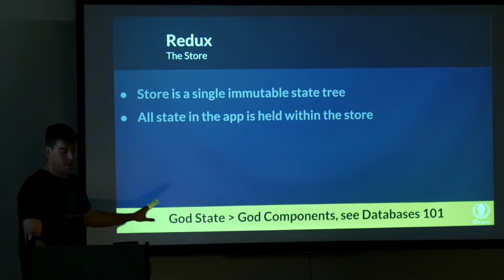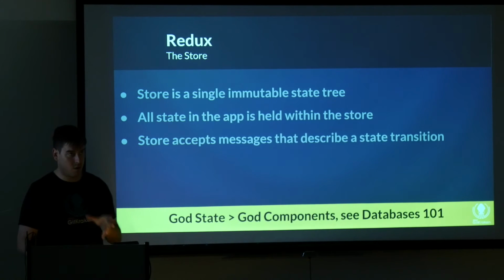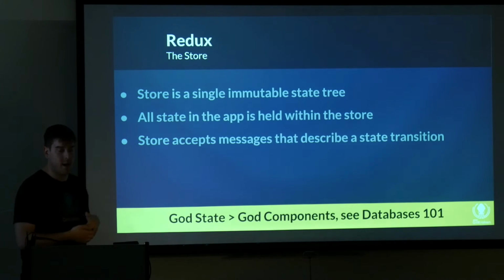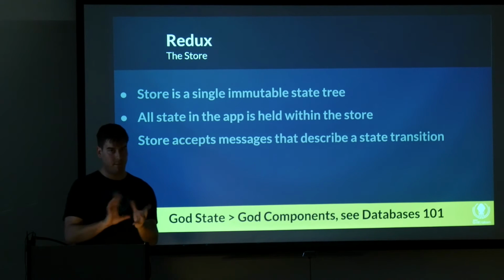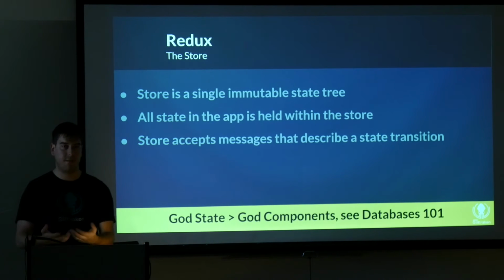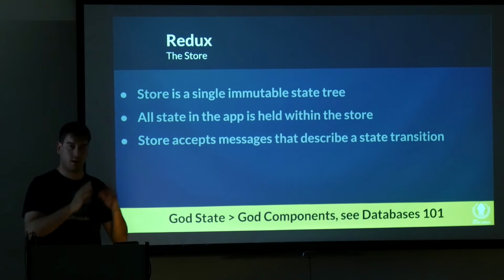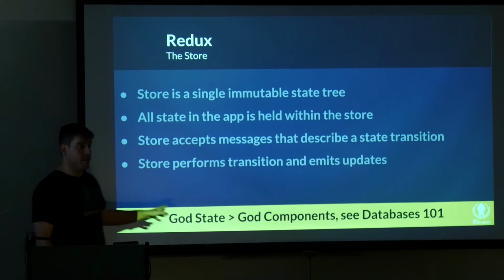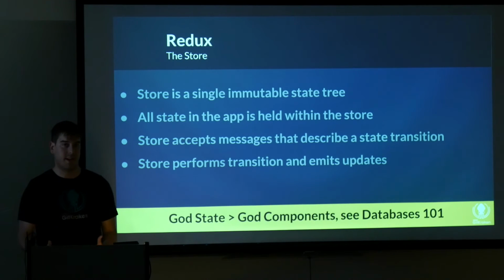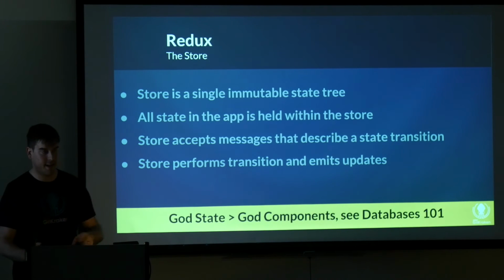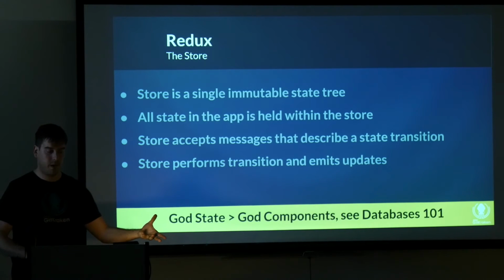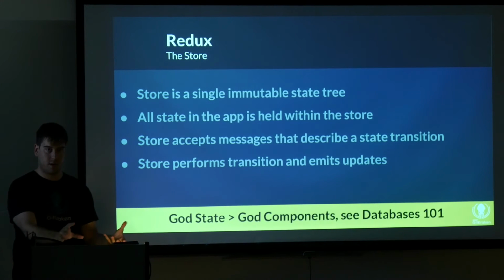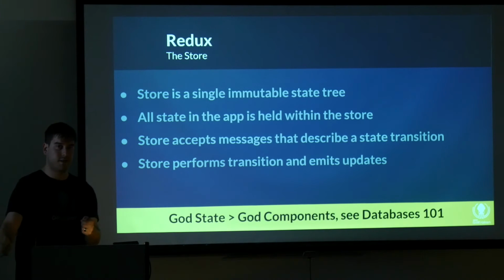But all state in the app is held within the store, and the store, like in the Flux pattern, accepts messages that describe how the state should transition. So we give the store a message and say, hey, here's this new data, reconcile. Store then does one single update, and when it finishes performing that transition, it emits an update. That's it. That's all Redux does, is it receives a message, updates the state tree, it holds on to the state tree, and it emits an update.